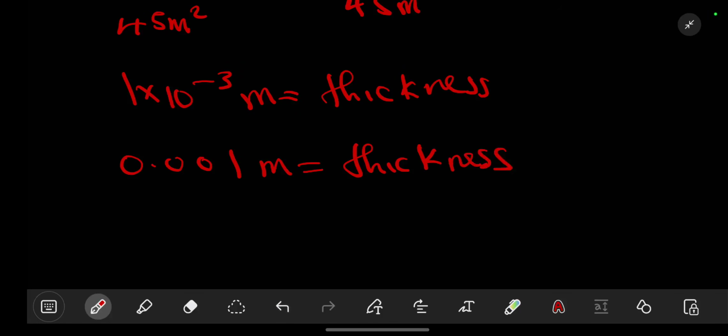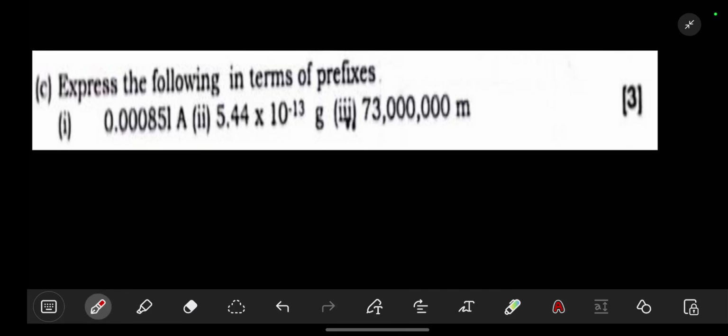Let's move on to our next question. We have been told to express the following in terms of prefixes. So if we have this number, 0.000851, what I encourage is that you move closer to a pure number. So we are going to move 1, 2, 3 like that.